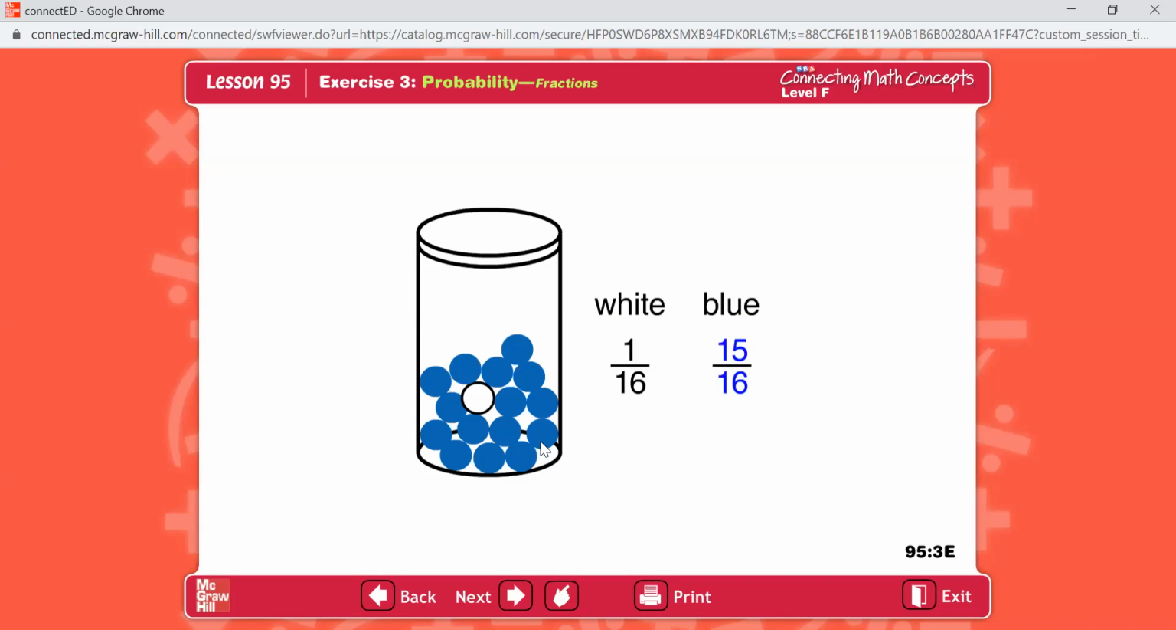The fraction that is closer to 1 tells which event is more likely to happen. So which of these fractions, these two right here, is closer to 1 whole, 16 out of 16? Blue. So blue is more likely to happen. Pulling out a blue marble is more likely to happen if you were to pull one marble out of this jar.